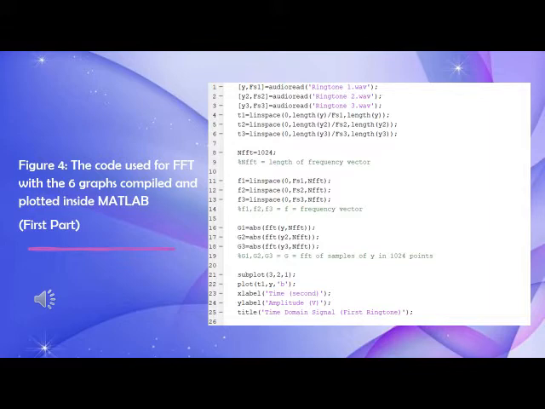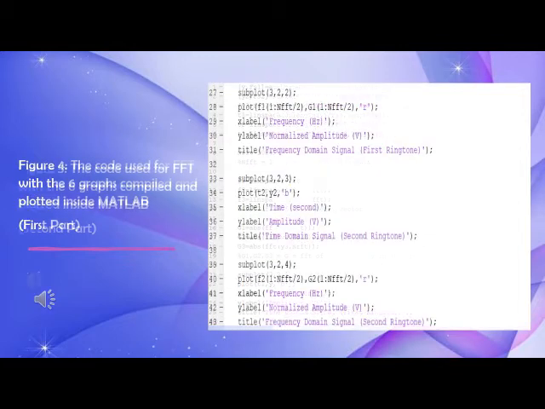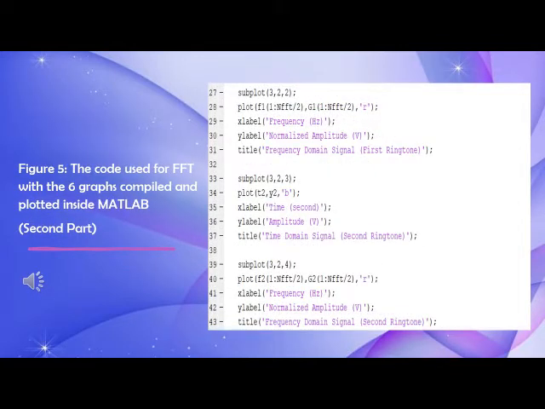After we collect the values of y, t, and FFT, f, and g, we're going to start to plot the graph of time domain for the first sample as shown in the last part of this code. After plotting the graph of time domain for sample 1, we're going to plot the graph of frequency domain for this sample as shown in the first part of this slide. The second and last part of this slide is the code to plot the graph of time domain and frequency domain for sample 2.